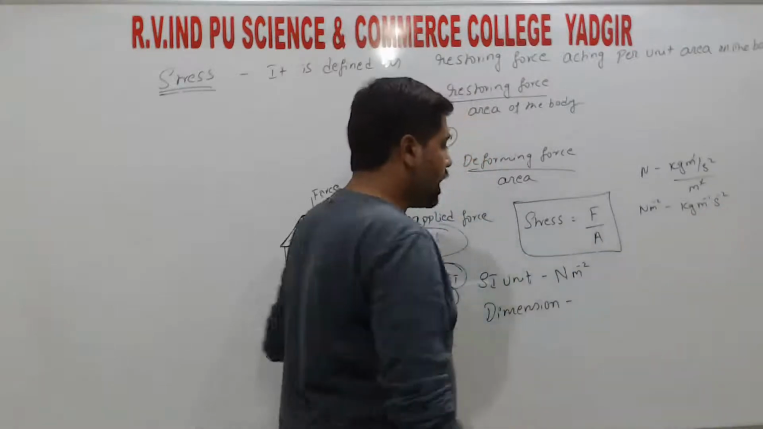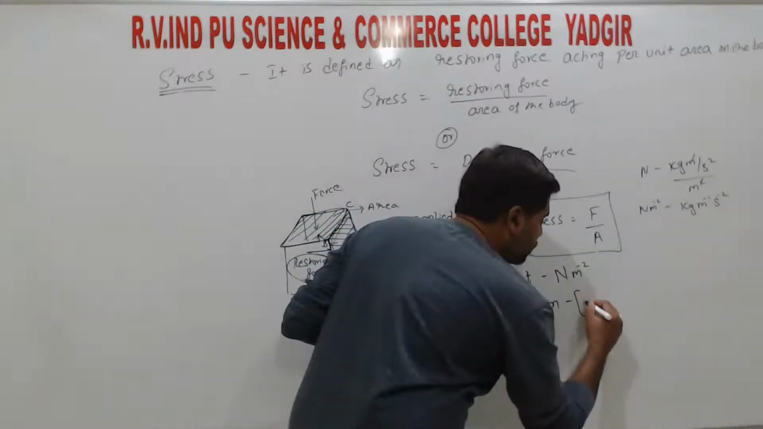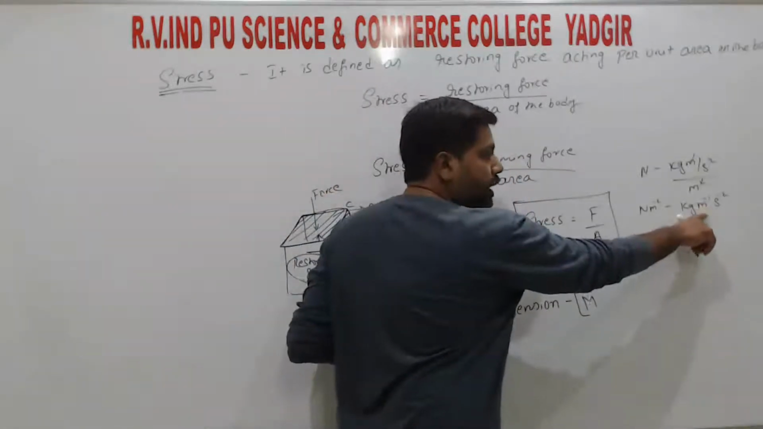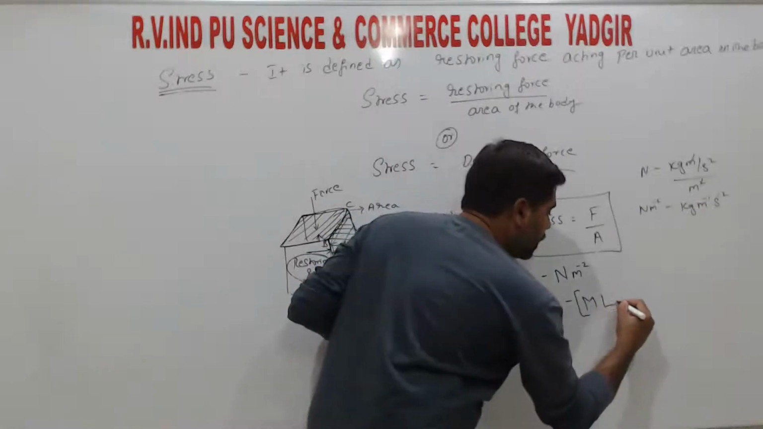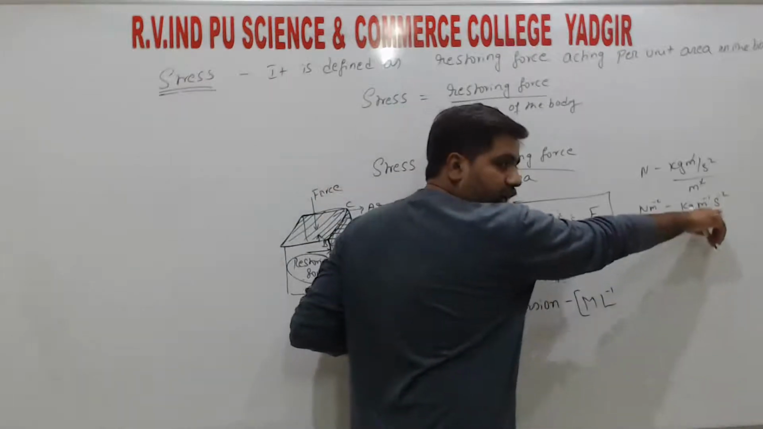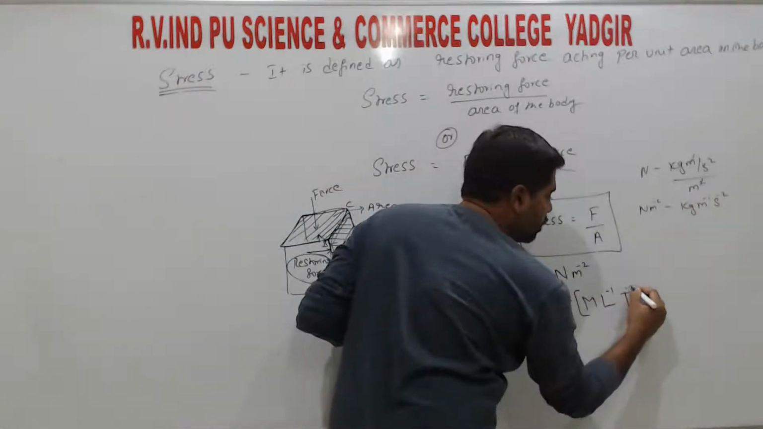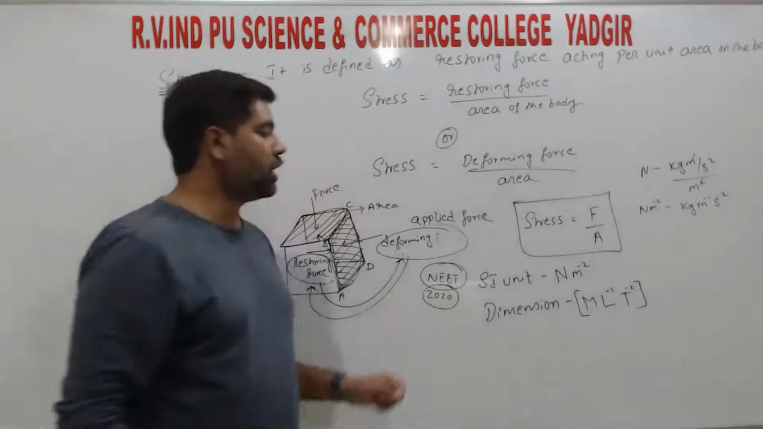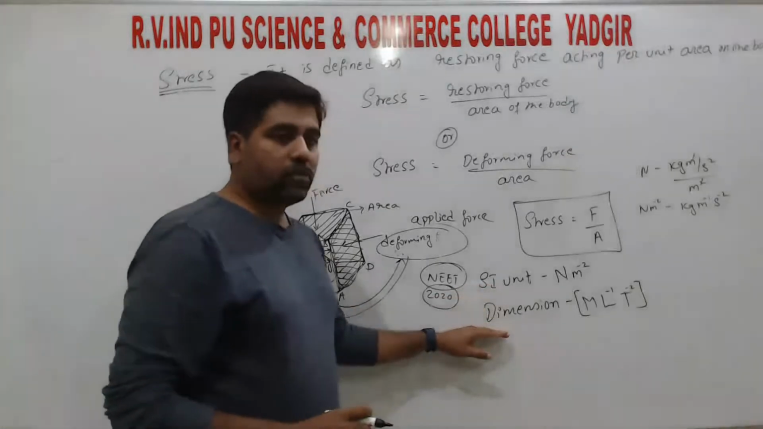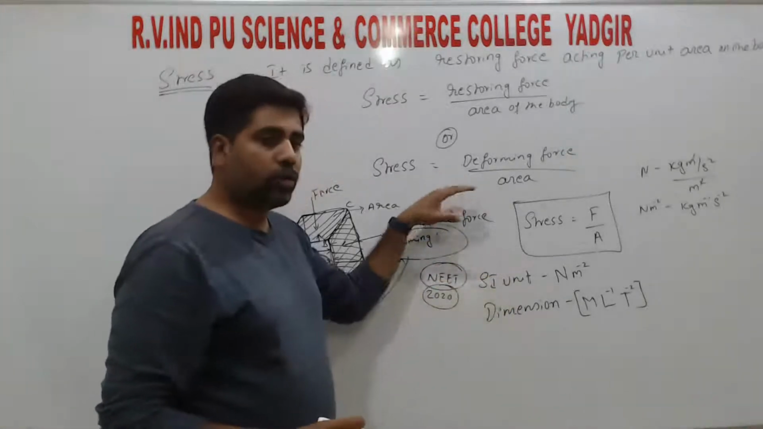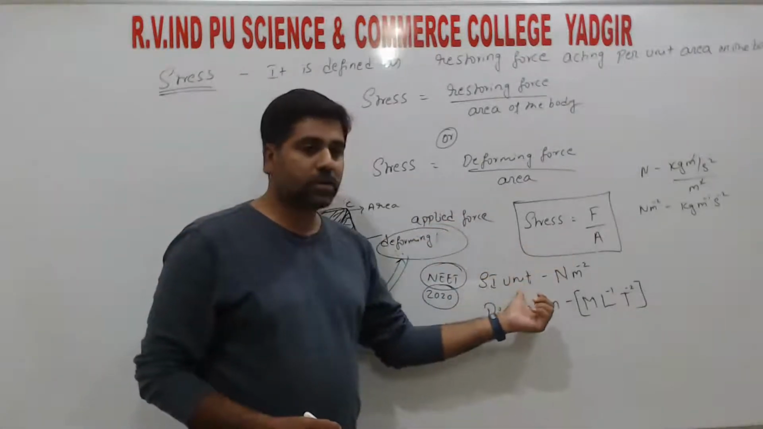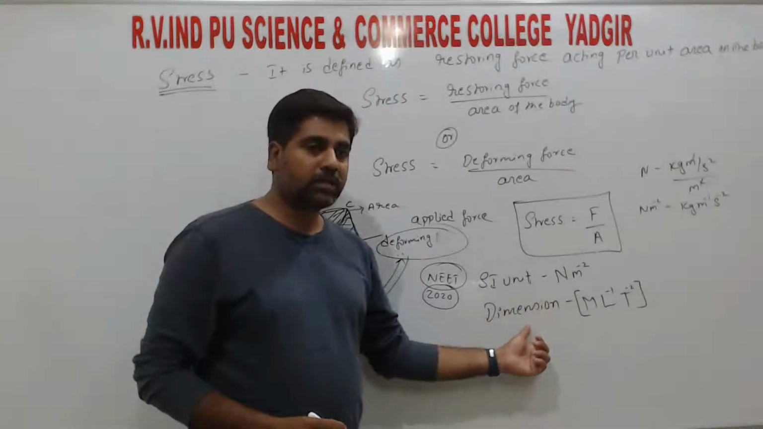Now the dimension for kg, that is mass, so M power 1, right? Next meter. The dimension for length is L power -1, right? Next second, that is for the time, that is T power -2. So this becomes the dimension of the stress, right? This is common in all topics. Whenever we are studying a topic, first its mathematical form, then next its SI unit, then next its dimension.